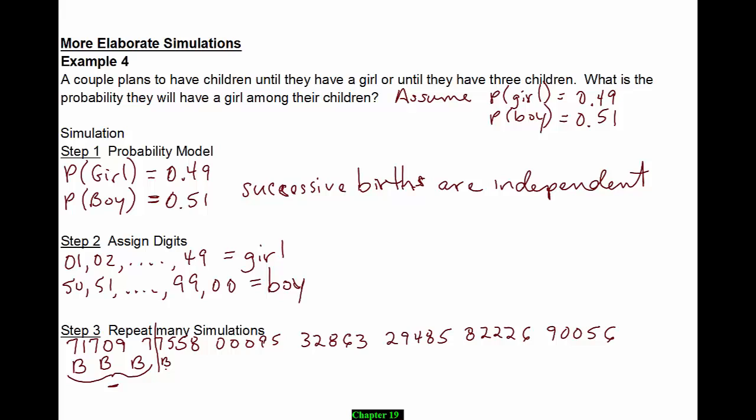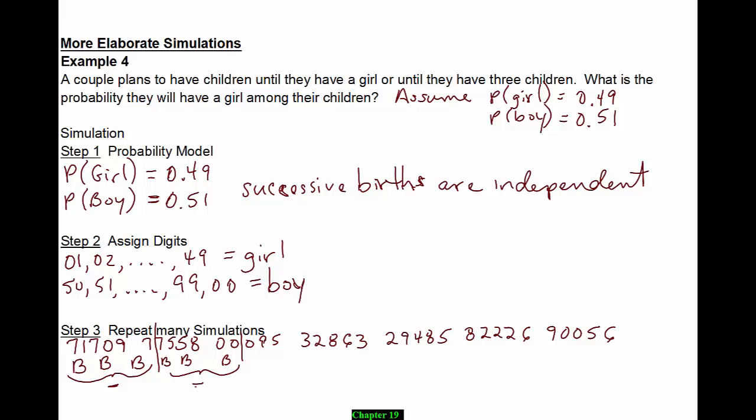Now the next simulation starts with a 75, so that's a boy. They're going to keep trying. The next 2-digit code is a 58, which is a boy, so they're going to keep trying. And the next one is a 00. Again, that's in our list of codes that denote a boy. They've had 3 children, so they're going to stop, and they did not have a girl.